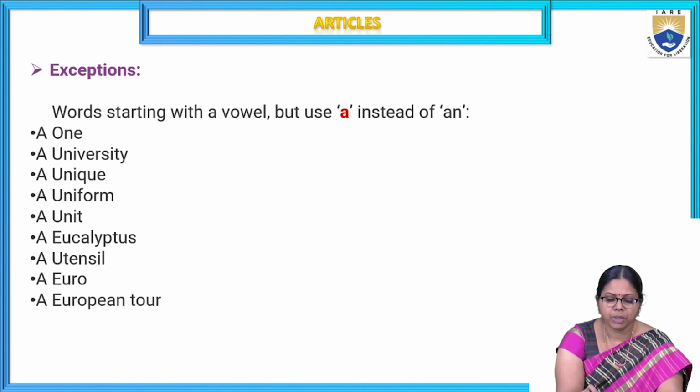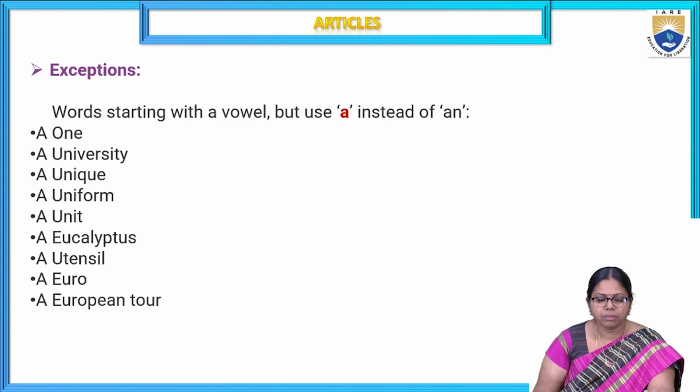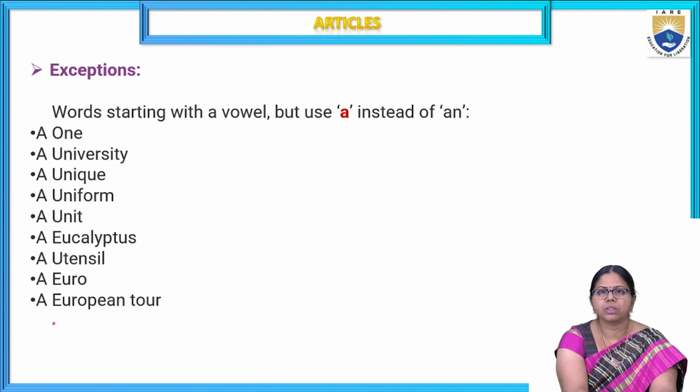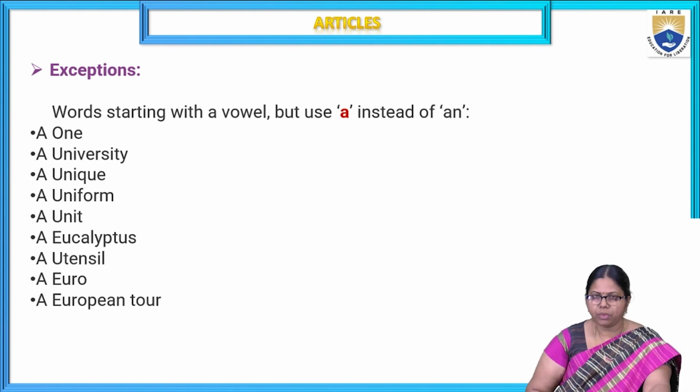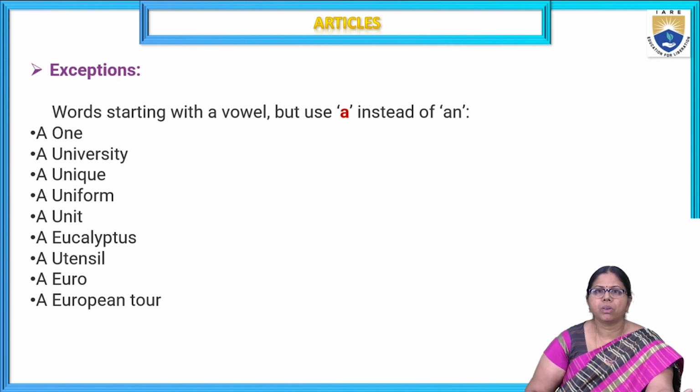So, a European tour. When you pronounce these words, the first sound which you get is a consonant sound. That is the reason why we are using "a" before these words. Even though the words start with a vowel, they are giving a consonant sound. So we have to be careful with the sounds. Even though the word starts with a vowel, when you are pronouncing the word, whether it's giving a vowel sound or a consonant sound. So these are some exceptional cases.